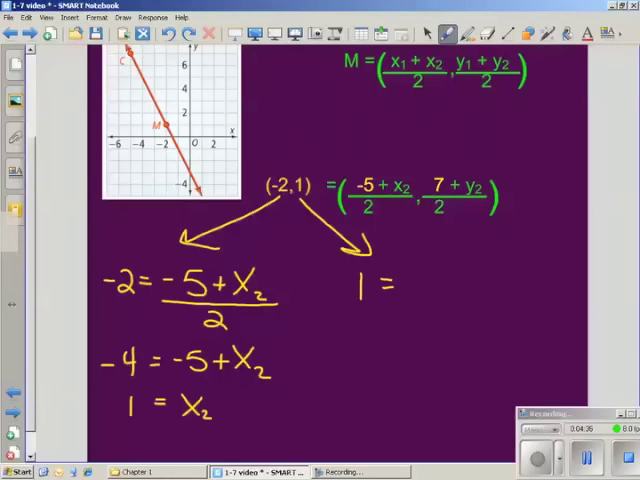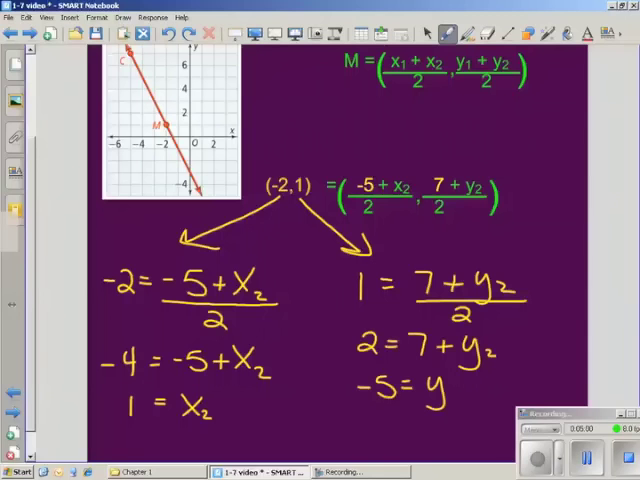Now on this side, let's solve for the y. 1 is equal to 7 plus our second y divided by 2. Now let's multiply each side of the equal sign again by 2 to get rid of it. So we would get 2 is equal to 7 plus our second y, and subtract 7 from both sides of the equal sign. So we get -5 is equal to the second y.